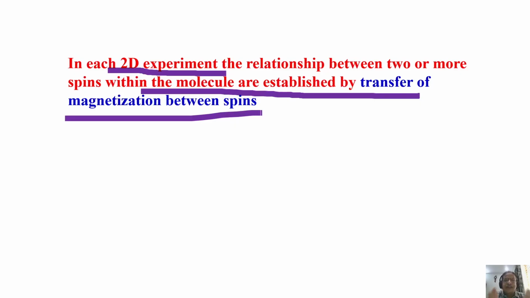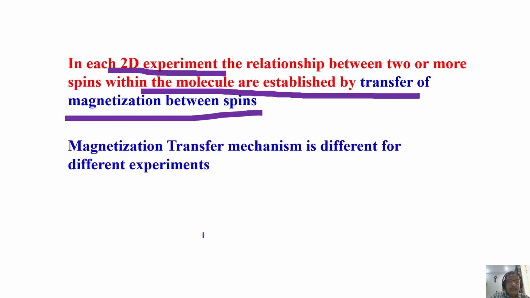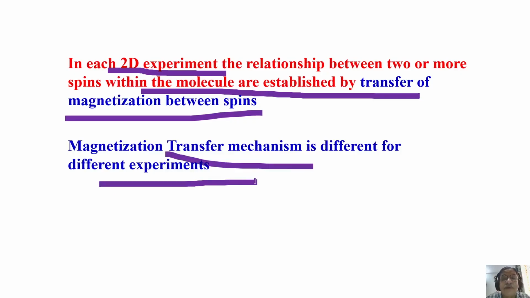Because of the interaction, we have to have transfer of spin magnetization, and it happens in any of the 2D experiments. This magnetization transfer mechanism is different for different experiments. If it were the same, then only one experiment would have been there. So this is the beauty of NMR, where you can understand what is happening to the magnetization in different ways.